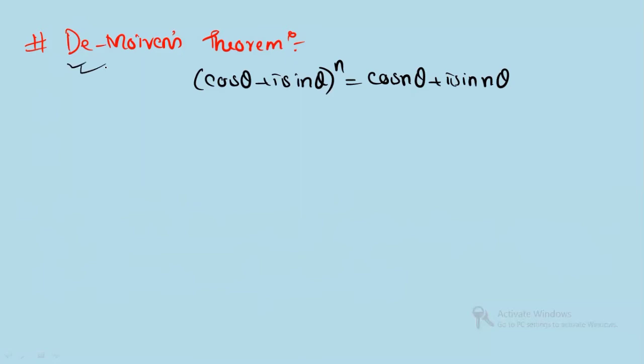Clear? So till here we have just seen the basics. Now we will see two more important things. First, we will see how we can find the square root of a complex number.